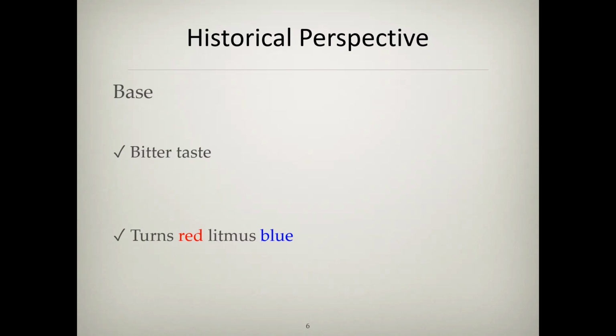But if you're ever working in the lab and you've got a titration or some sort of experiment with a base, if you happen to get that base on your gloves, the gloves are then going to become very, very slippery.